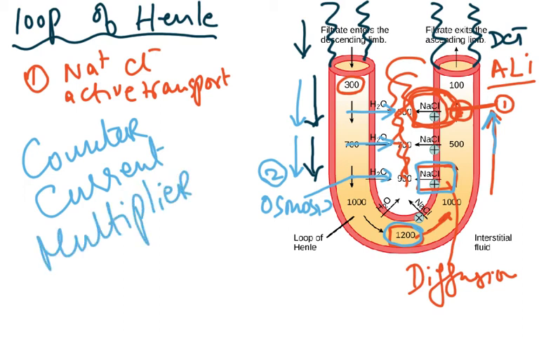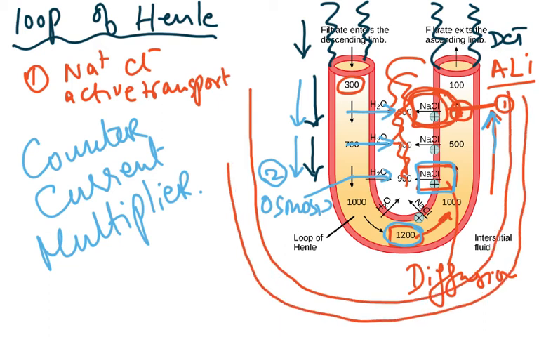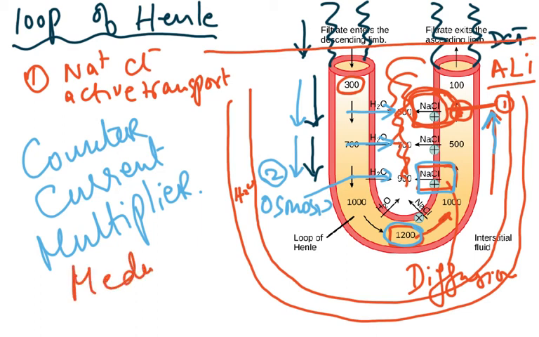What is very important is that the water, as it moves out, is going to enter the vessels around this, which are called the vasa recta, and the water is going to be carried away in the blood. Please remember the loop of Henle is in the medulla. So this area is the medulla, and it is going to remain concentrated because the water is carried away in this blood vessel, which is called the vasa recta.